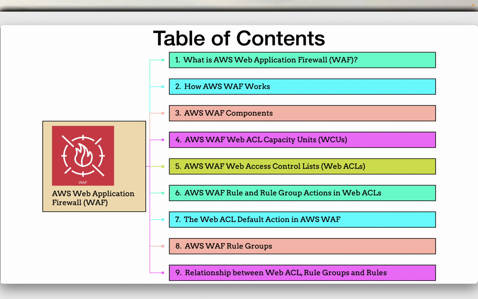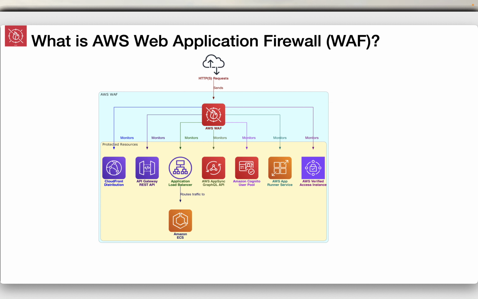So this lecture will contain all these topics. What is AWS Web Application Firewall? How AWS WAF works? AWS WAF components, AWS Web ACL capacity units, AWS Web Access Control List, AWS WAF rule and rule group actions in Web ACLs, the Web ACL default action in AWS WAF, AWS WAF rule groups, relationship between Web ACL, rule groups and rules.